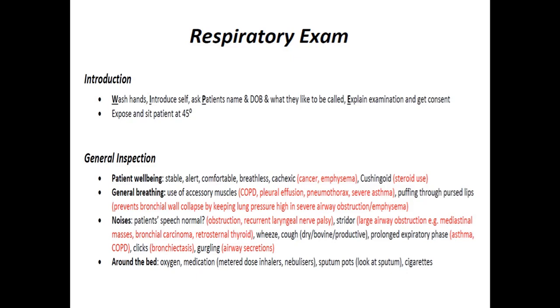Look for use of accessory muscles. A patient in respiratory distress has a high respiratory rate, so you have to notice the use of accessory muscles. Pursed lip breathing occurs in patients with severe emphysema, chronic bronchitis, or COPD: the patient prevents bronchial wall collapse by keeping lung pressure high in the severe airway through pursed lip breathing. Also note if the patient has stridor or abnormal sounds, and, as we mentioned, the environment of the patient.